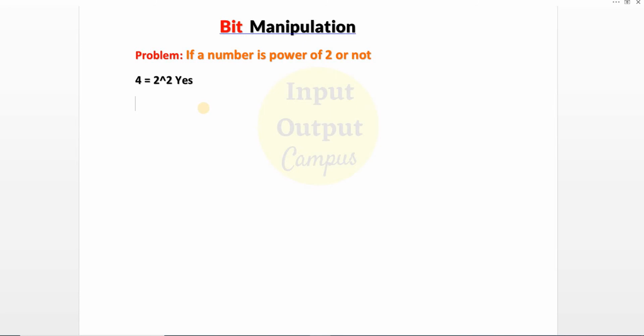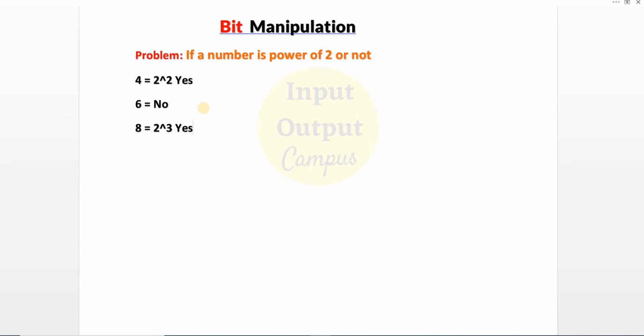Suppose you have a number 6. Is 6 a power of 2 or not? 2 to the power 2 equals 4, 2 to the power 3 equals 8. So 6 is not a power of 2. Then 8. Is 8 a power of 2 or not? Yes, 8 is a power of 2, 2 to the power 3 equals 8. So this is a power of 2.